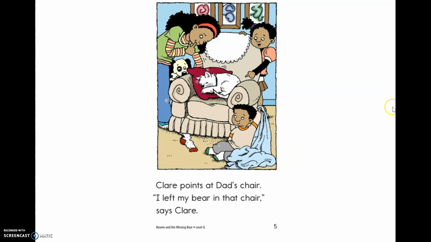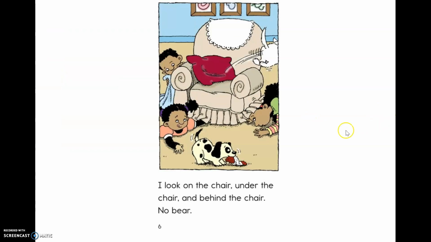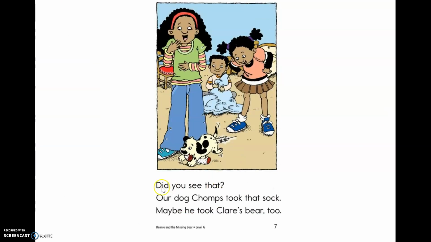So they can't find the bear. I wonder where it is. And let's see what happens next. I look on the chair, under the chair, and behind the chair. No bear. Did you see that? Our dog Chomps took that sock. Maybe he took Claire's bear too.